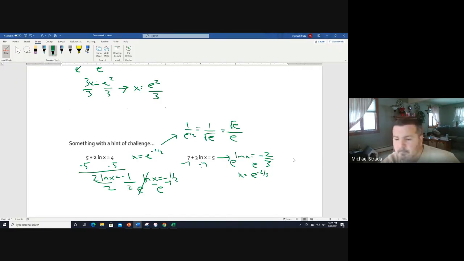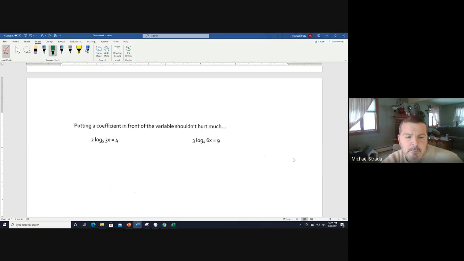Okay. Last page, putting a coefficient in front of the variable shouldn't hurt much. All right, first move would be to divide by 2. So the log base 5 of 3x equals 4 divided by 2, which is 2.